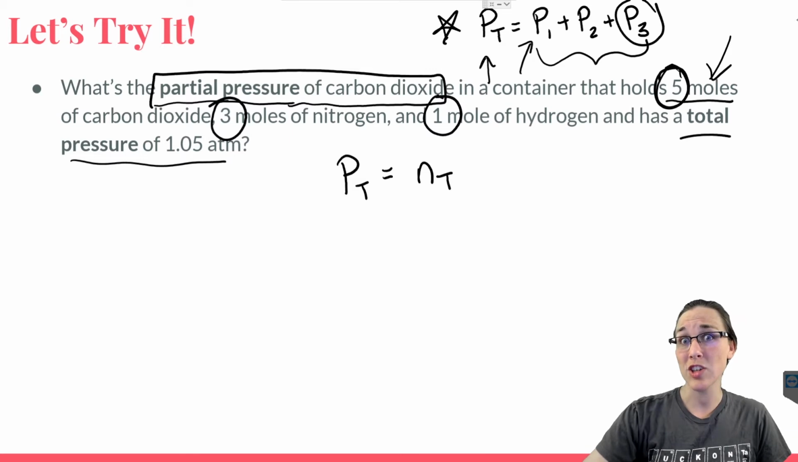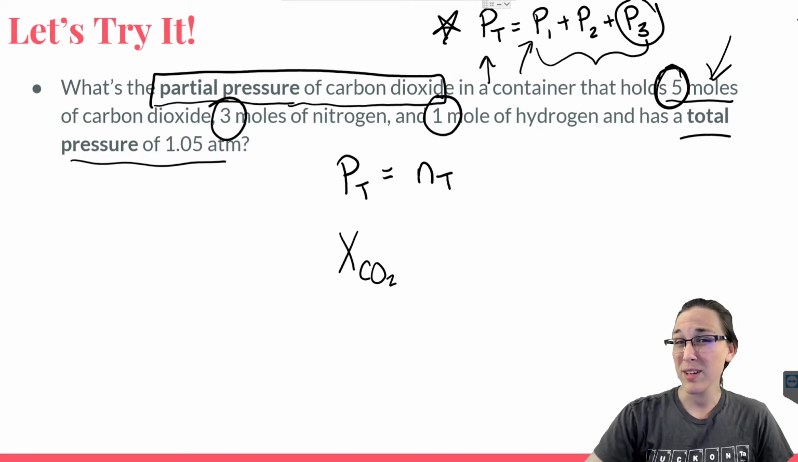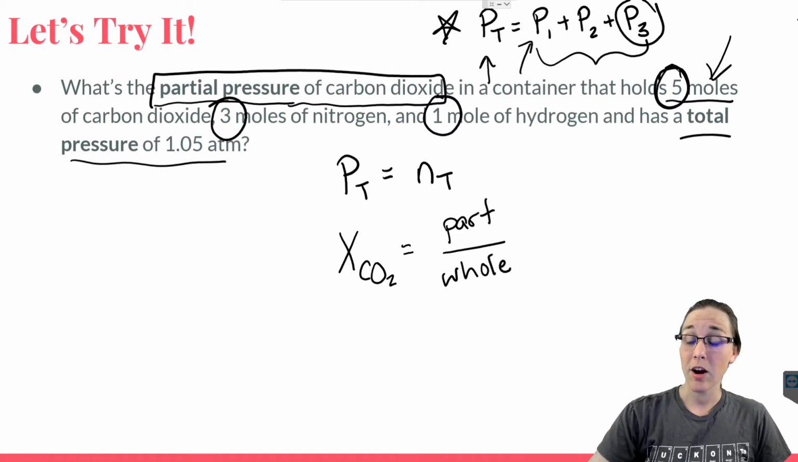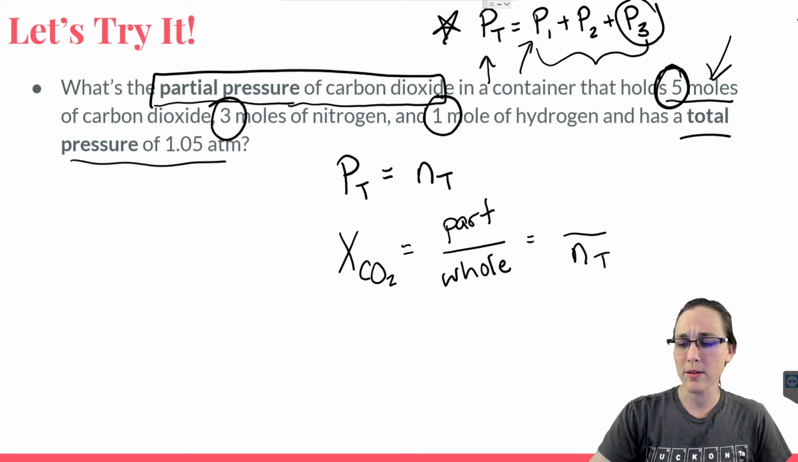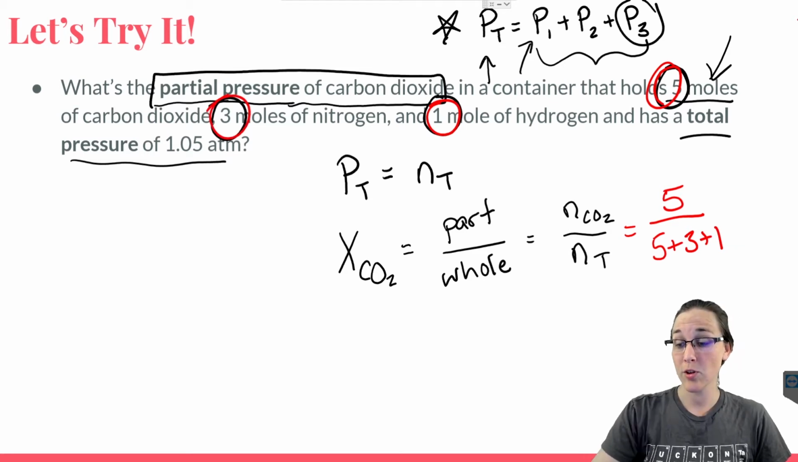So if we were interested in just CO2, what we'll call the mole fraction of CO2, which will represent by an X of CO2, that would technically be just saying, okay, that's the part that's of CO2 divided by the whole, just like what we would do to find a percent. Here, our whole would be our NT, the moles in total, and the part would be the moles that are just coming from CO2. So in this case, our mole fraction would just be 5, which is the moles from CO2, divided by 5 plus 3 plus 1. That's all of the moles together. So we get a value of 5/9 as our mole fraction.